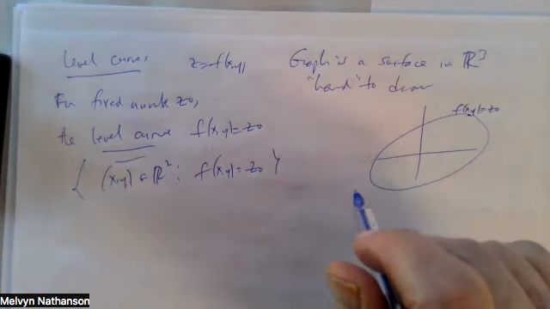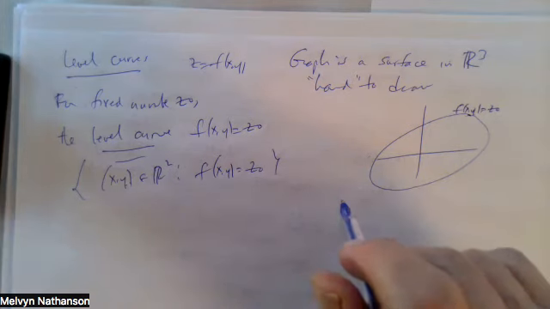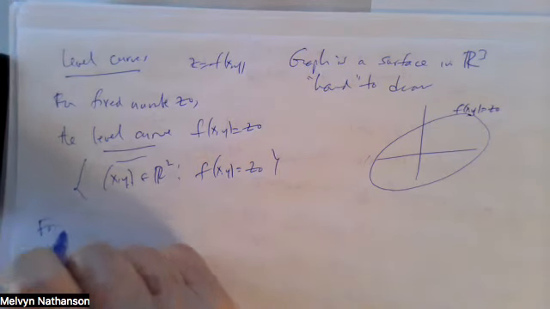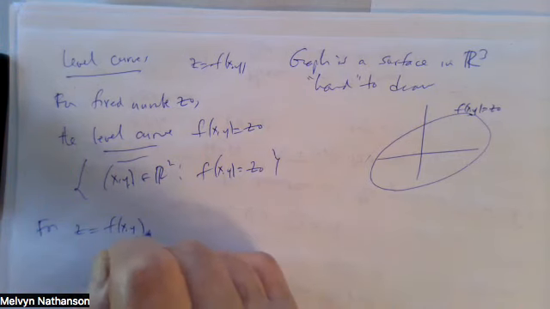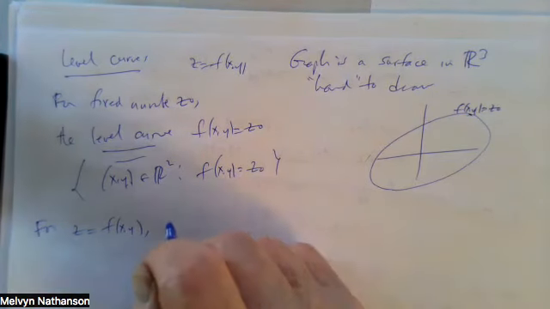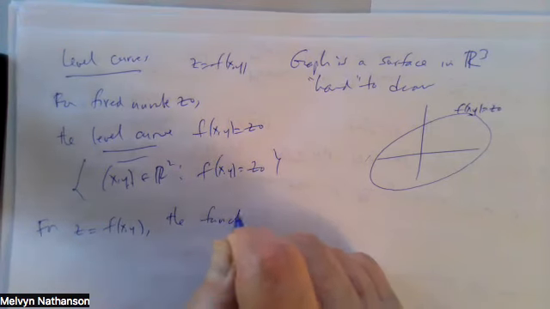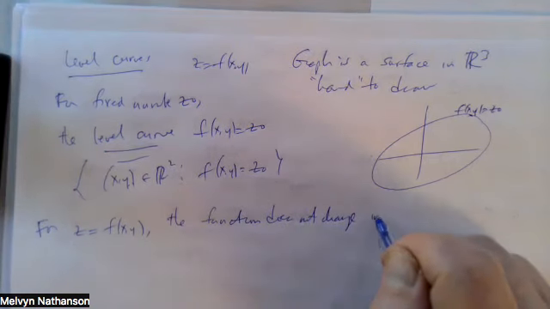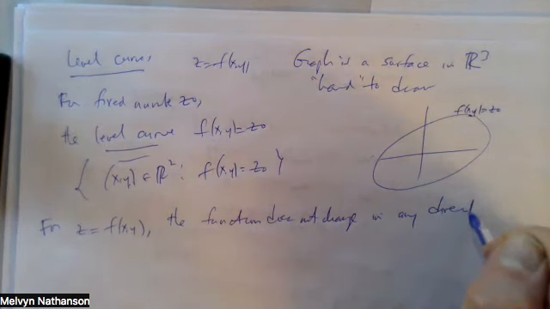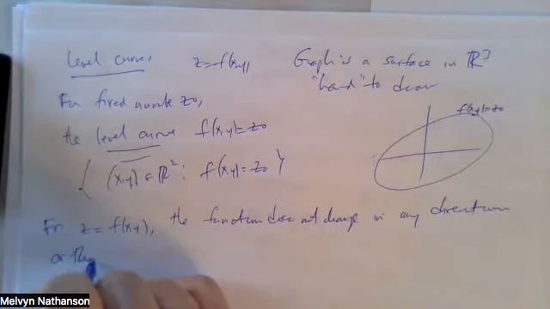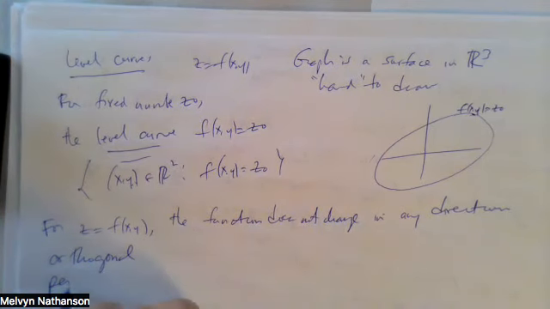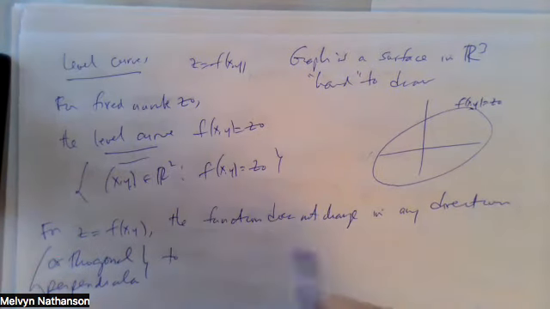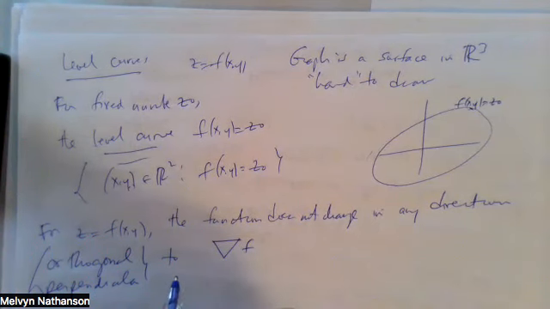And there is a relationship between a level curve and the gradient. So if you have a function z equal f of x, y, the function does not change in any direction orthogonal, which is another word for perpendicular, to the gradient of f at that point.